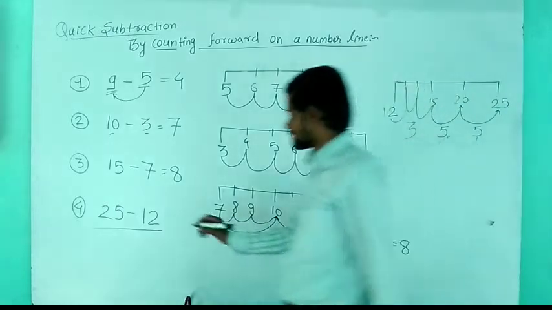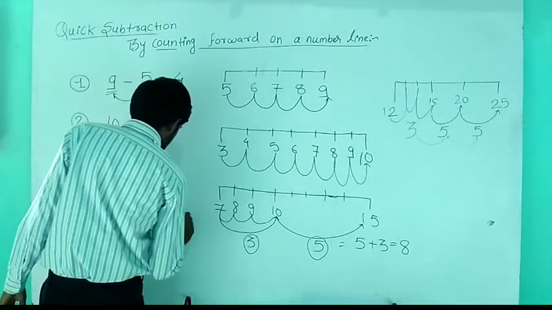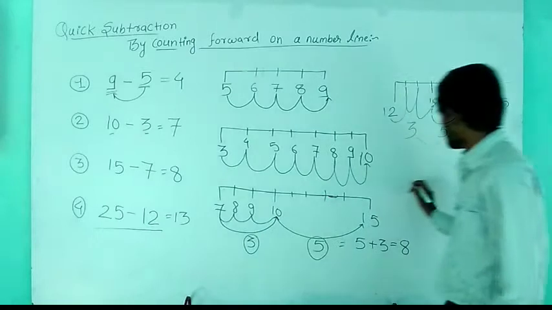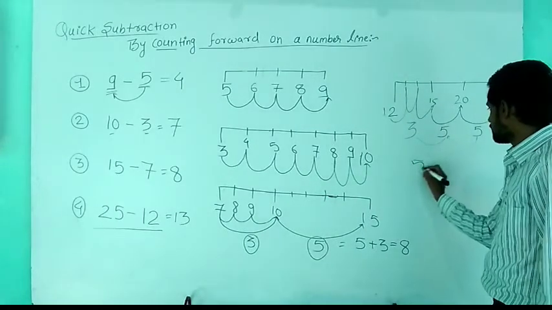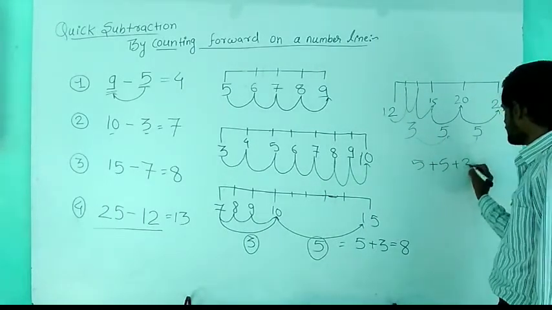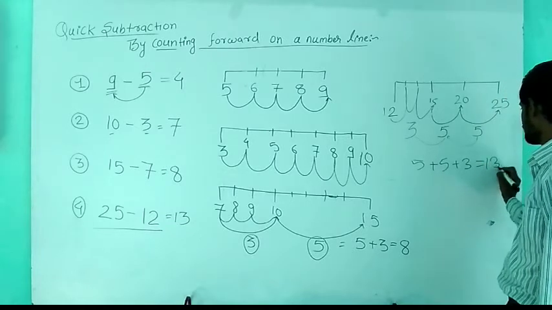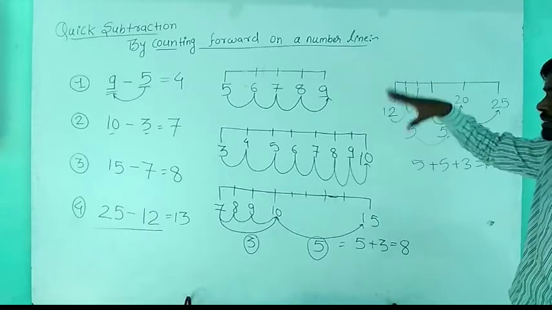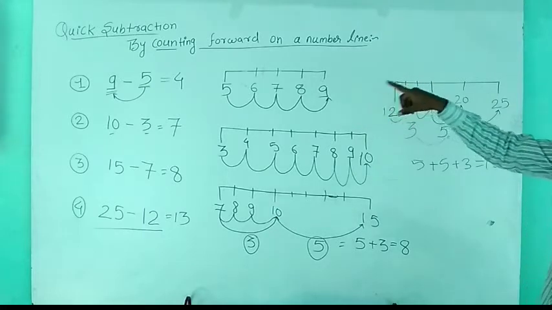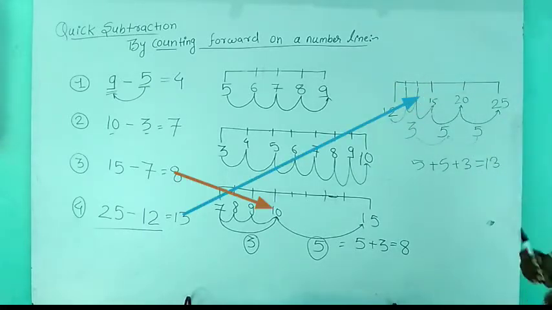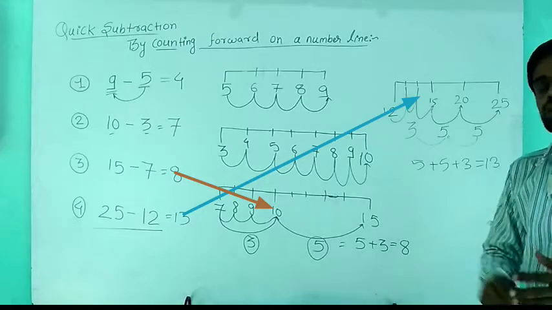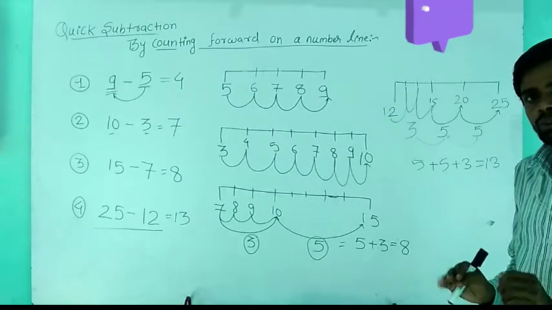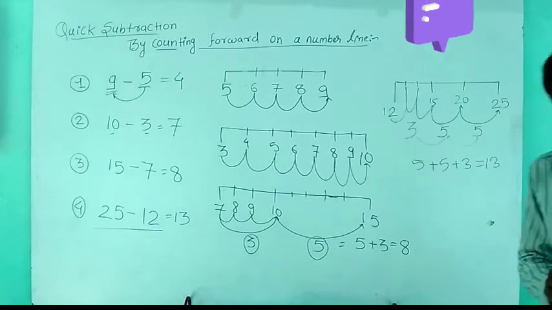Okay, so the answer is 13. Understand? If you want to write, you can write 5 plus 5 plus 3 is equal to 13. Understood? How to find the difference? That means how to find a subtraction by counting forward on a number line. Okay, understand? Click a screenshot or pause the video and note down in your maths copy.